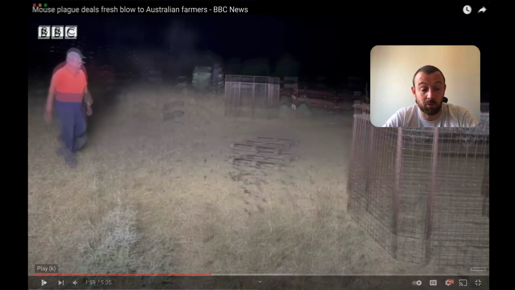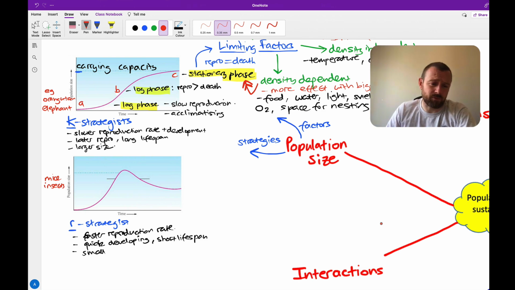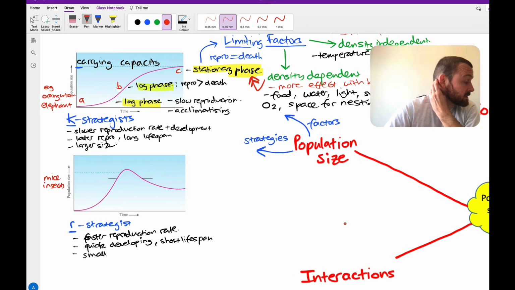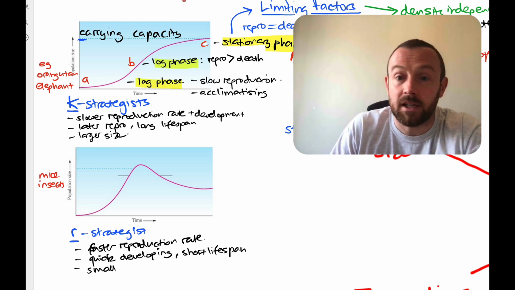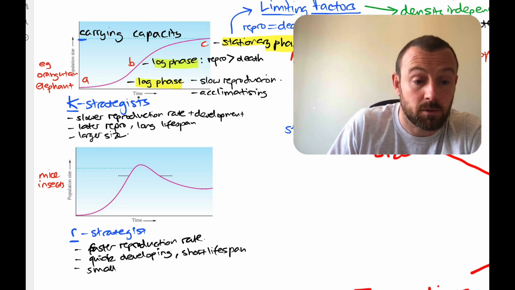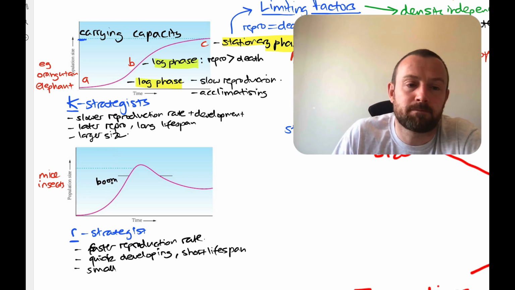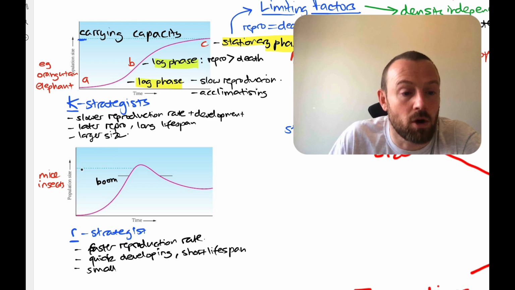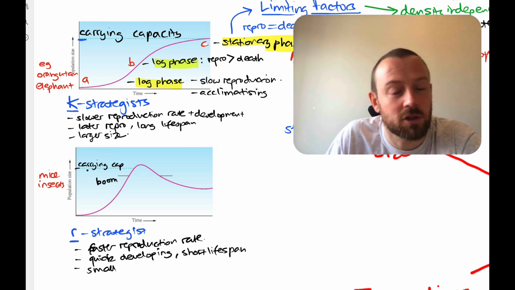I'll leave it there. If you want to watch more of that, then find this video on YouTube. Okay, so the important things from there, we saw a couple of things. We saw that this plague suddenly crops up, and we call this the boom. So I'm just going to label this graph here. So we've got the boom. And in this boom, the population is actually going to go beyond the carrying capacity. So this dotted line here is still the carrying capacity. But we could say it's the long-term carrying capacity.